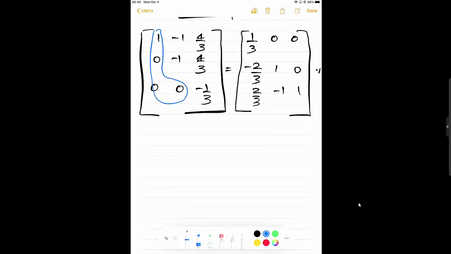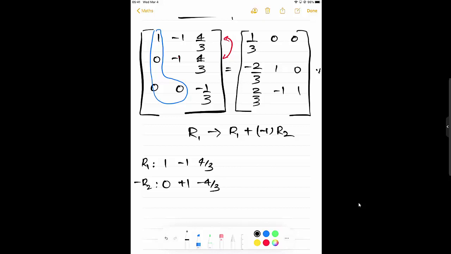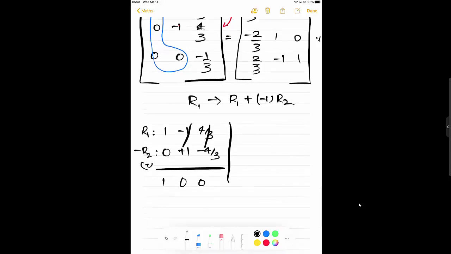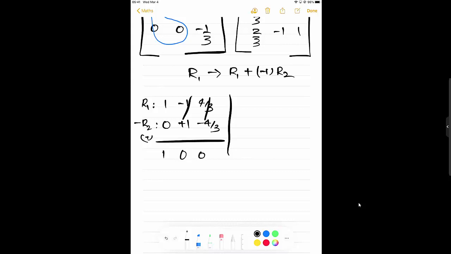Now, if you have noticed here, these two rows are almost similar. So we can concentrate on the upper side rather than changing values to this one like that. How can we change? Here R1 implies R1 plus minus 1 of R2. R1 plus minus R2 will become 0, plus 1, minus 4 by 3. Do the addition, this will change to 1, this will change to 0, this will change to 0. See, directly we got an easier output, 1 0 0.